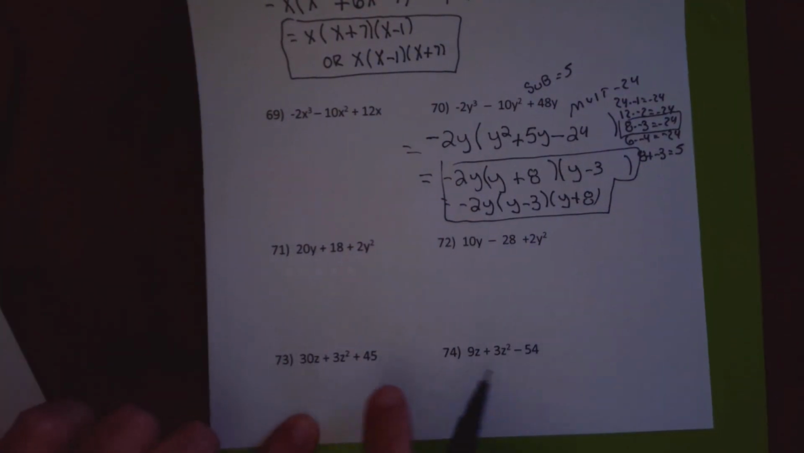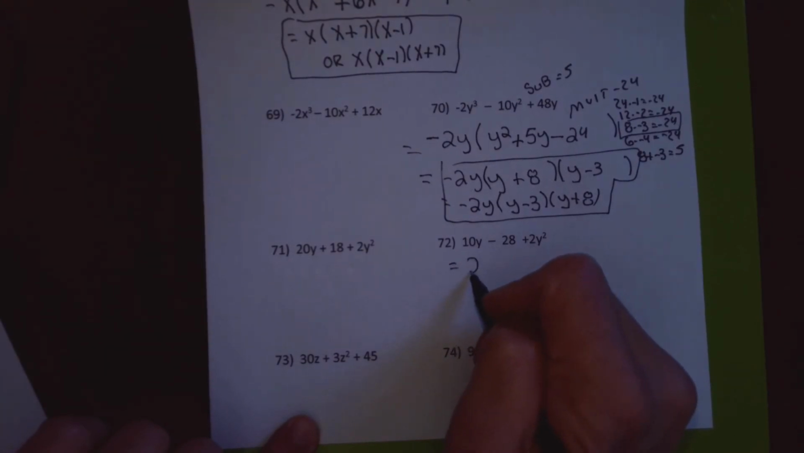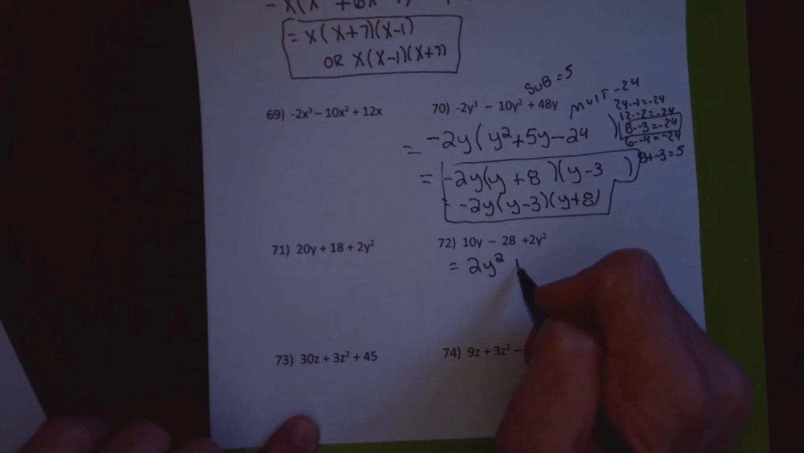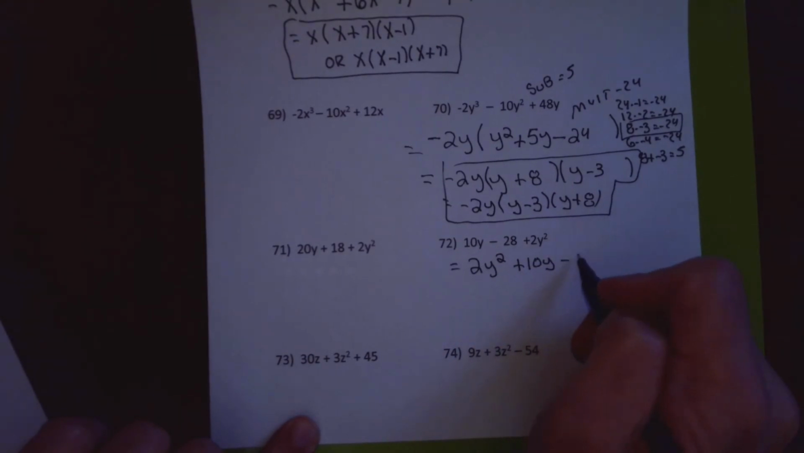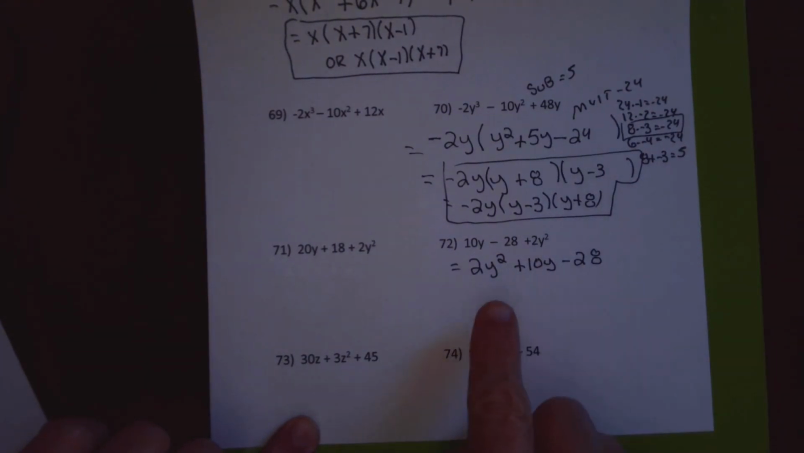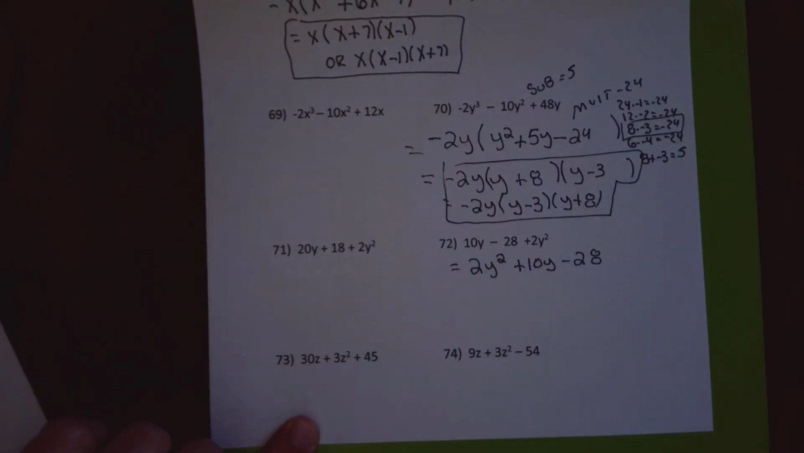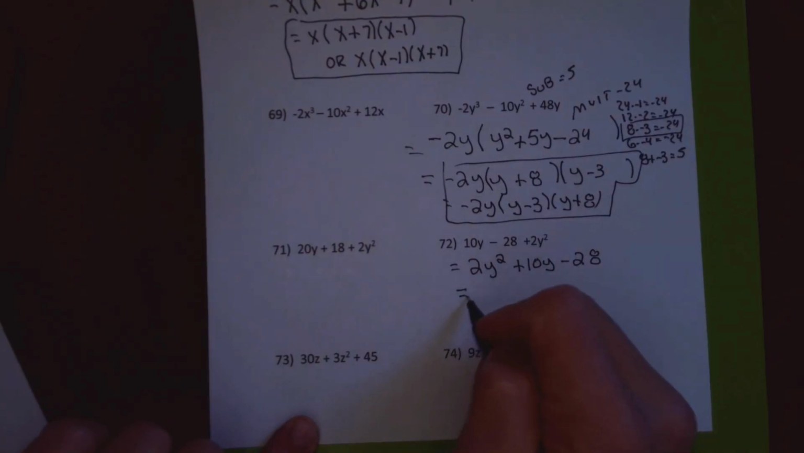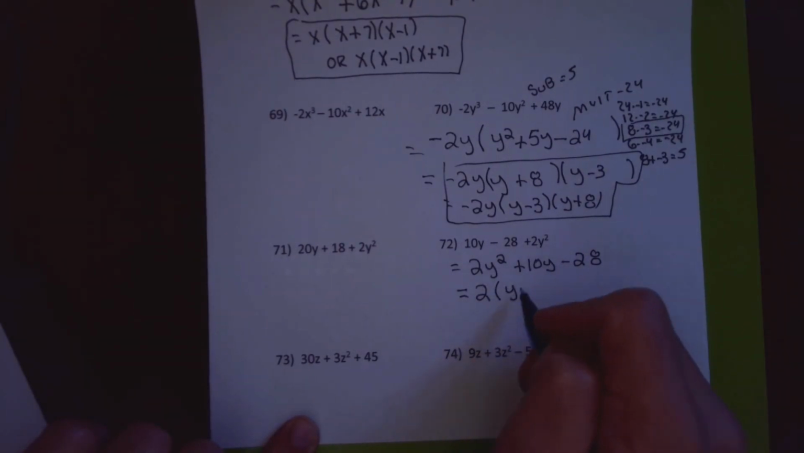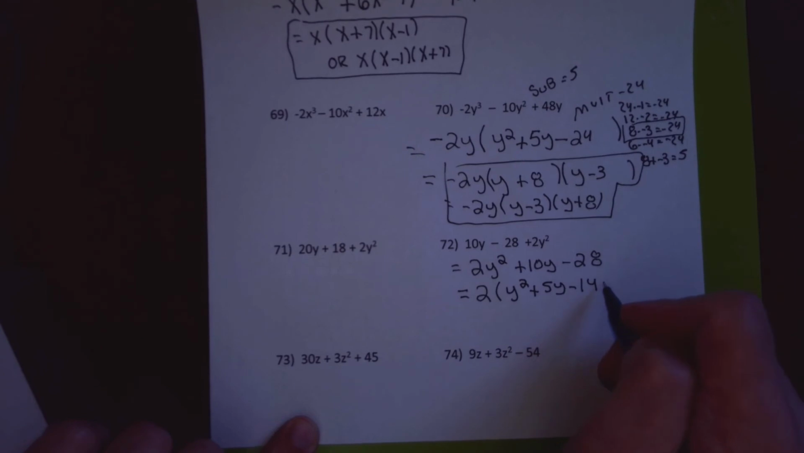72 and 71 and 73 and 74, they're written in a bad order. I need to have the square term first and the constant term last in order for my factoring to make sense in my head. So I'm going to rewrite 72 with the 2y squared first and the negative 28 last. I need to have the terms going in descending order. The squared term, the first power term, and then the constant term. Now in 72, I'm going to pull out a common factor of 2, and I'll be left with y squared plus 5y minus 14.